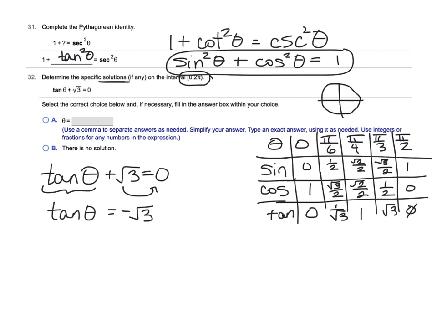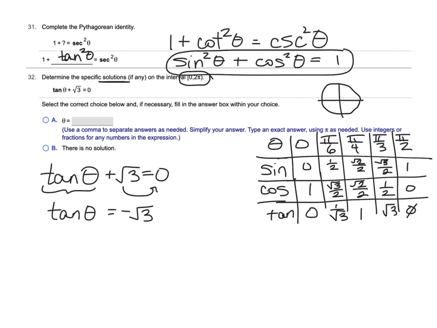Okay, I went ahead and filled out my little reference guide for us because I don't actually have it on the page already, but we can use it. So once we get here, we want to know what theta will solve this equation. What values of theta, when I plug it into the tangent, give me negative square root of 3?